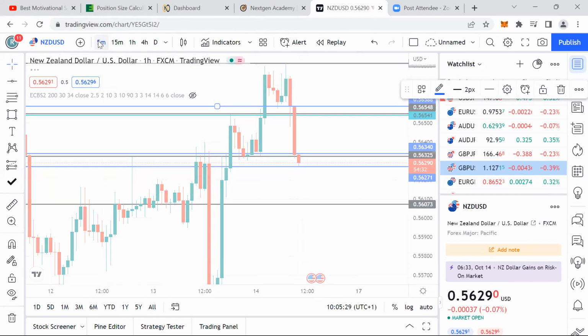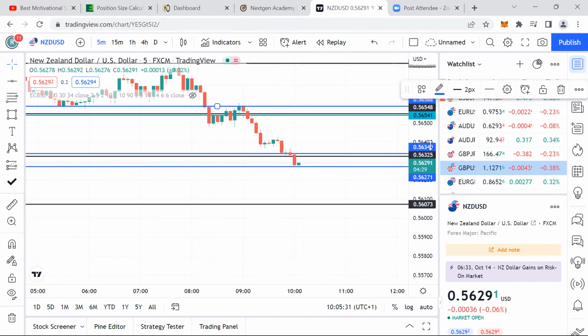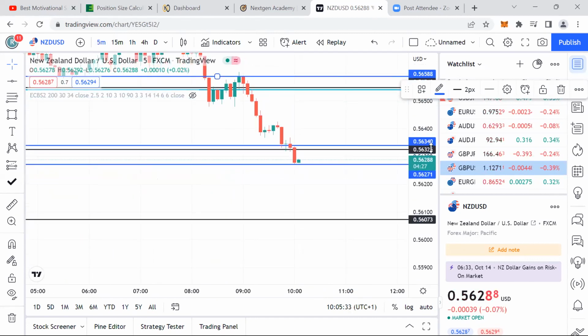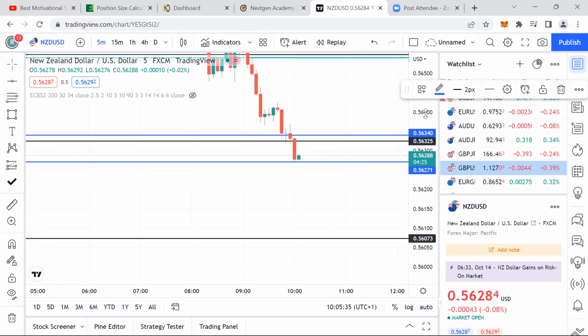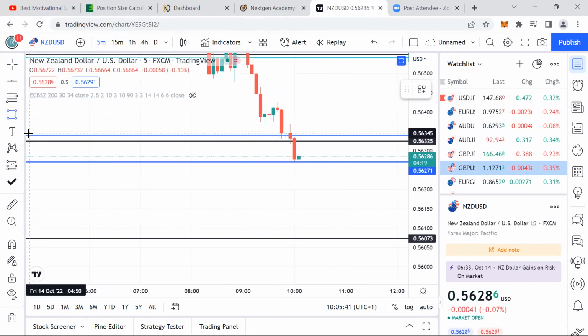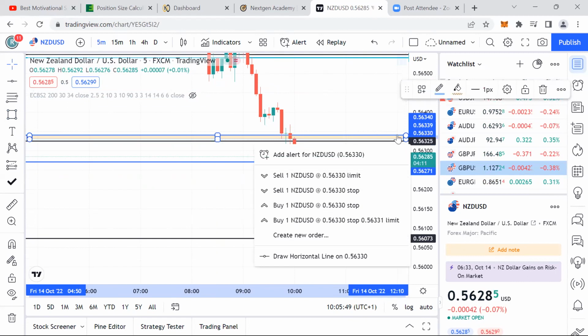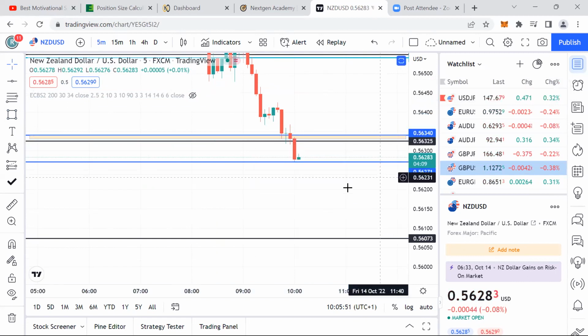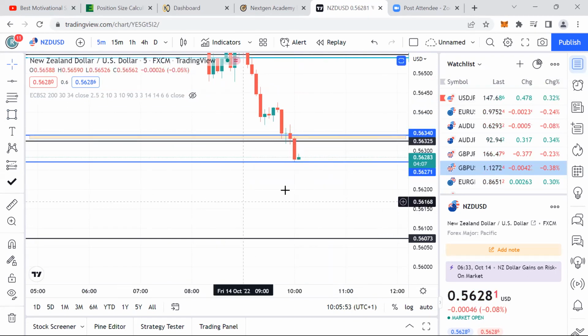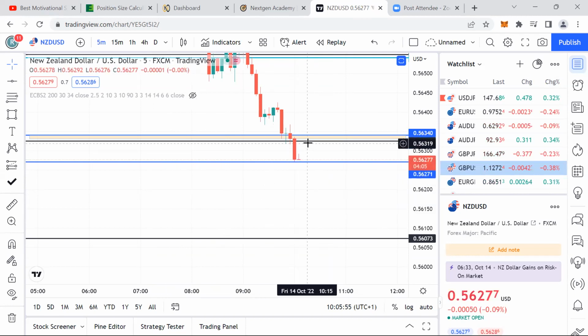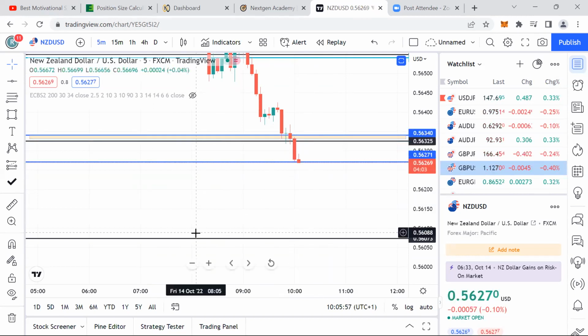So I think we've gotten our zone already. You come to 5 minutes now. This is 5 minutes. So all we need now is a retracement into this zone. Retracement means the candle going up and coming back here. Once it retraces into this zone, you have a trade. Anywhere within the zone, you have a trade.